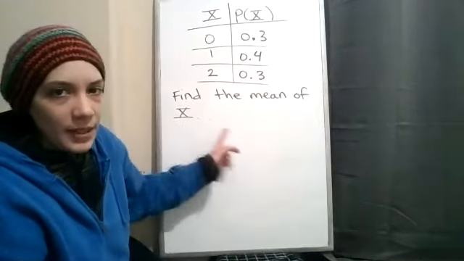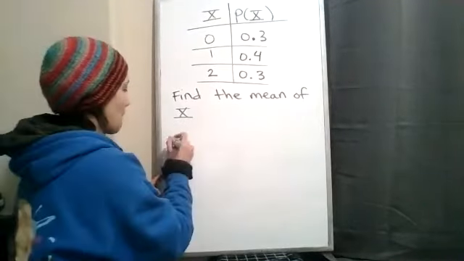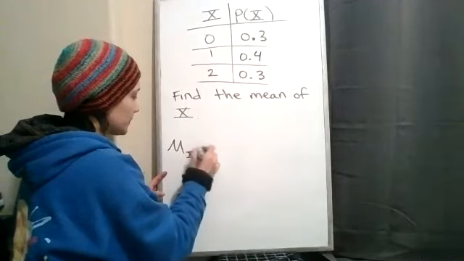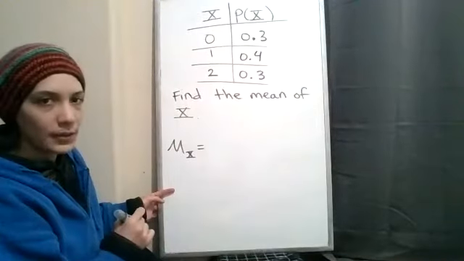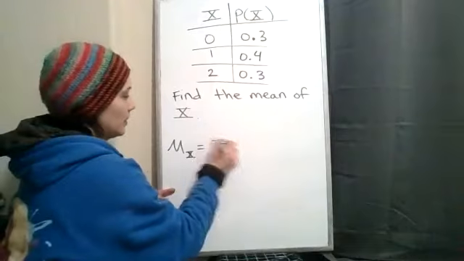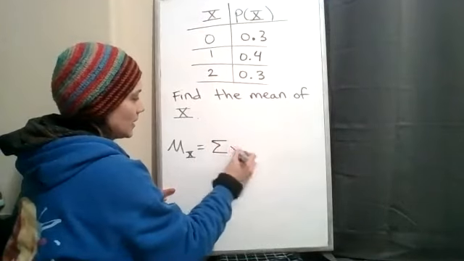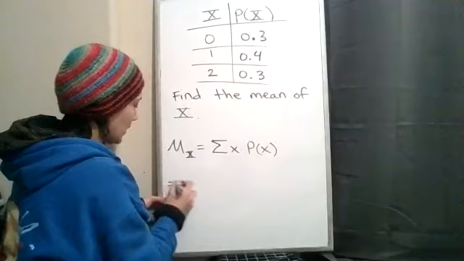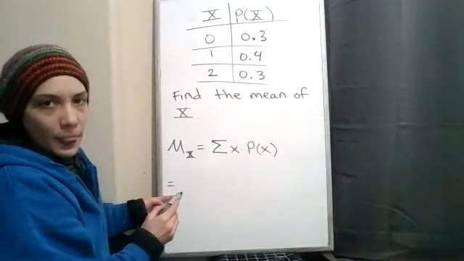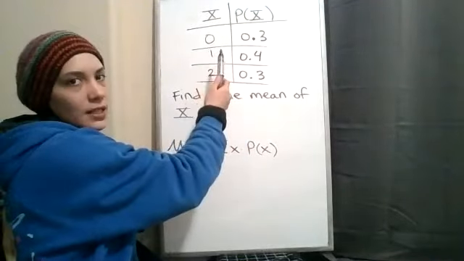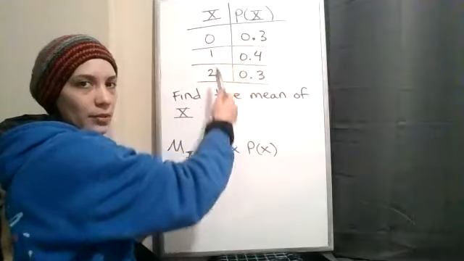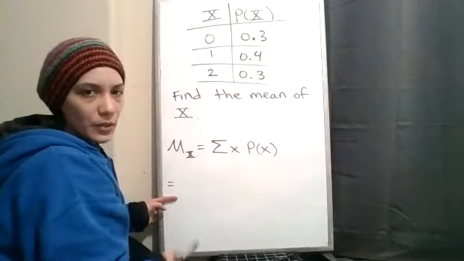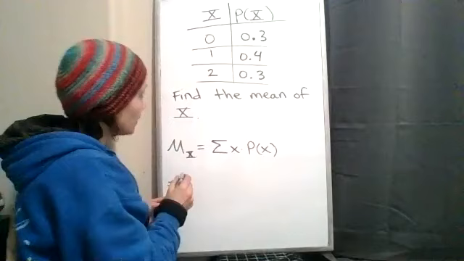Okay, find the mean of x, which is mu sub x. We take the sum of x times p of x. And that's going to be, I mean, if you're getting used to this now, 0 times 0.3 plus 1 times 0.4 plus 2 times 0.3. But still, just want to show where this all comes from.